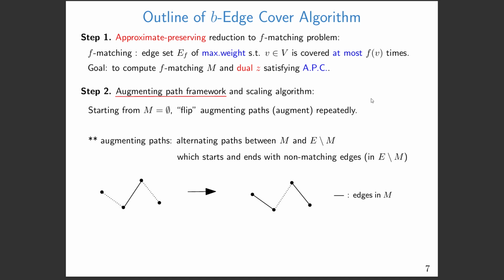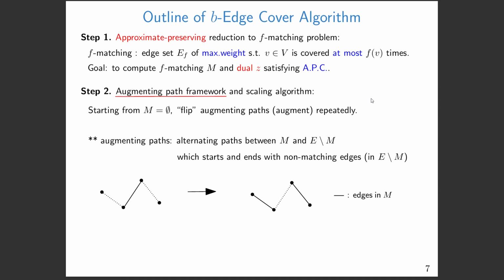An augmenting path is an alternating path between matching edges and non-matching edges, but it should start and end with non-matching edges. So here's an example. The flipping means we change all non-matching edges into matching edges and all matching edges into non-matching edges. You can observe that the total size of M increases by 1 due to the flip operation.